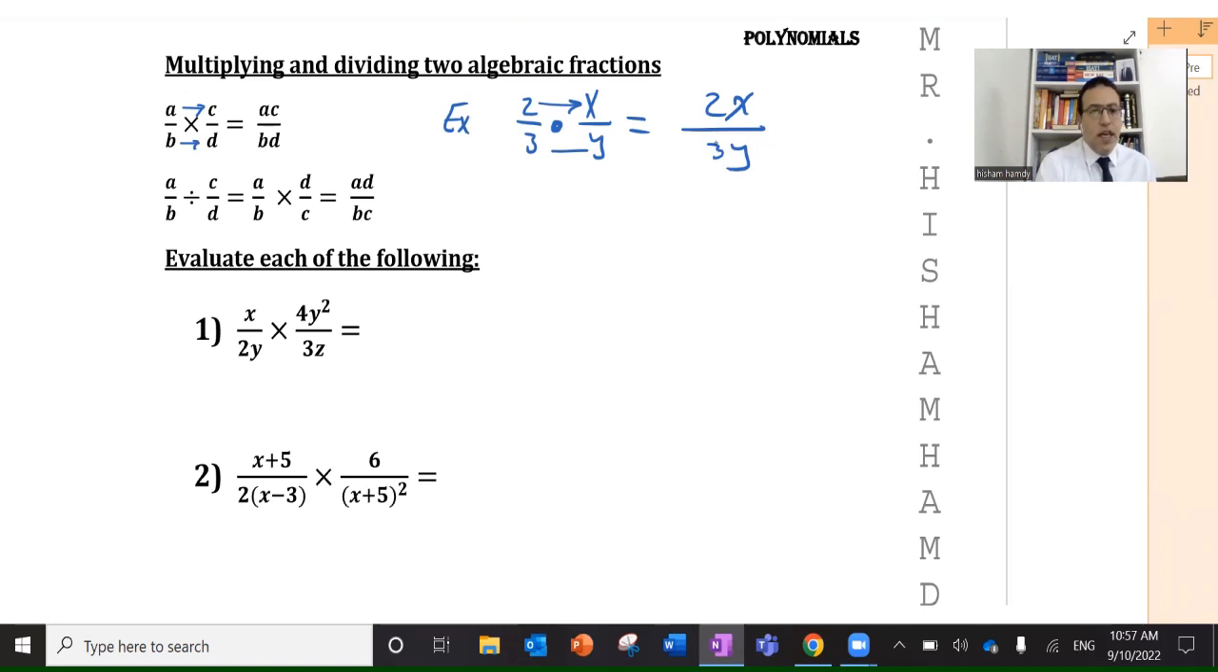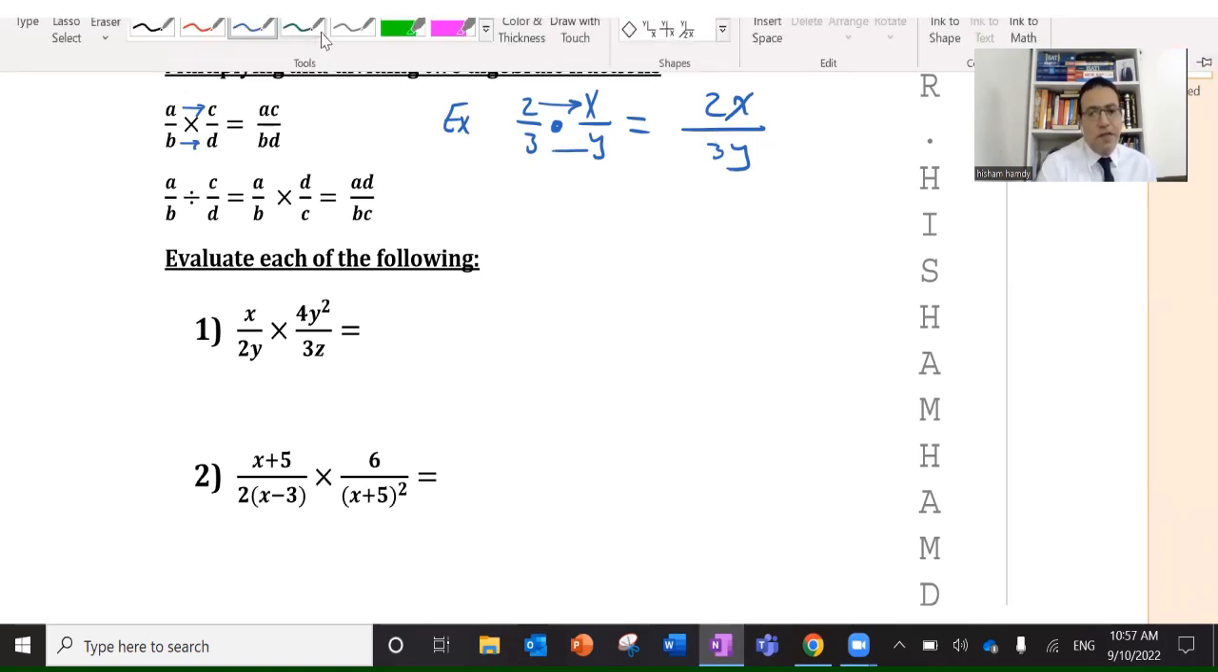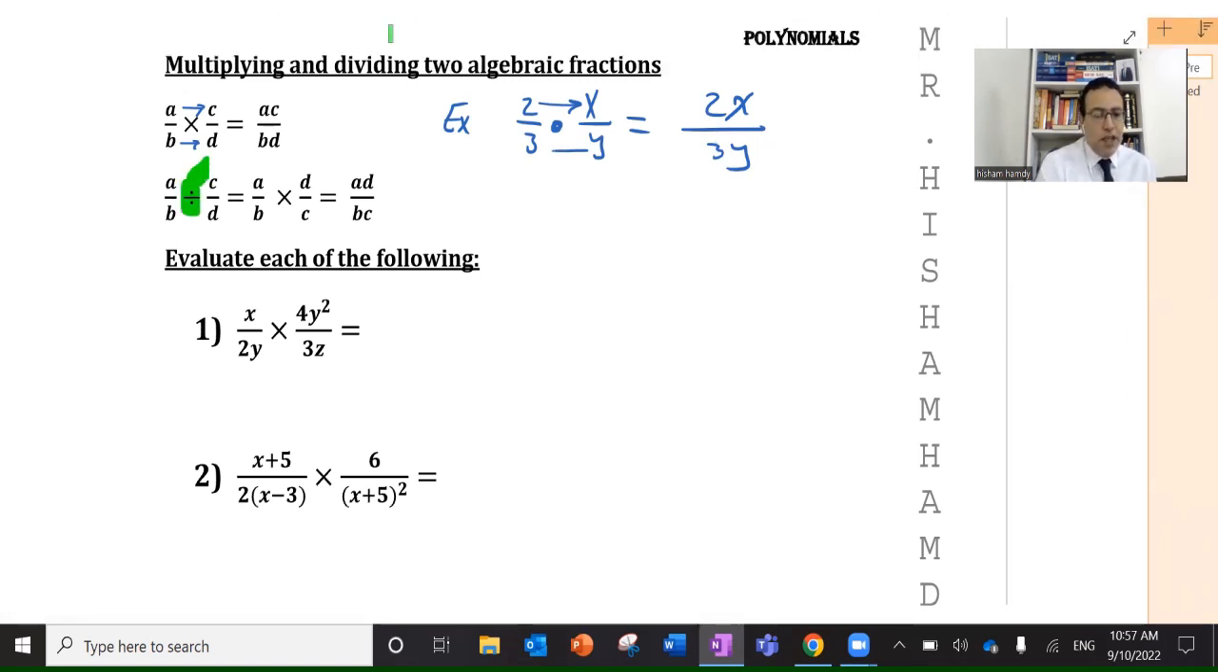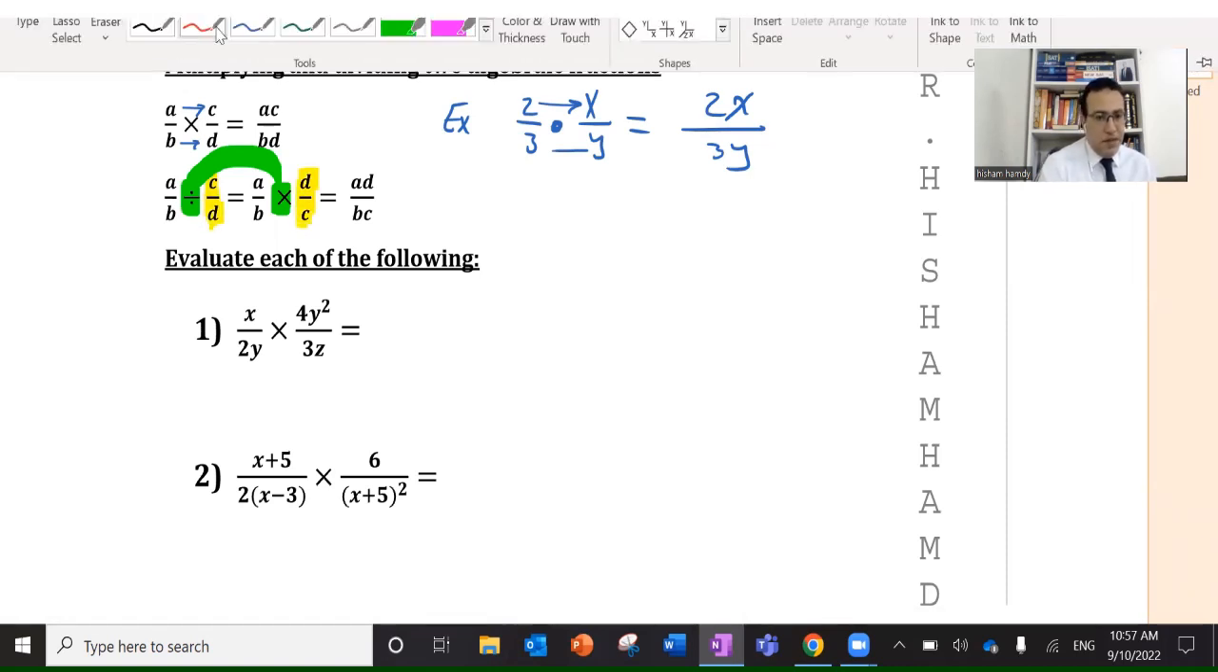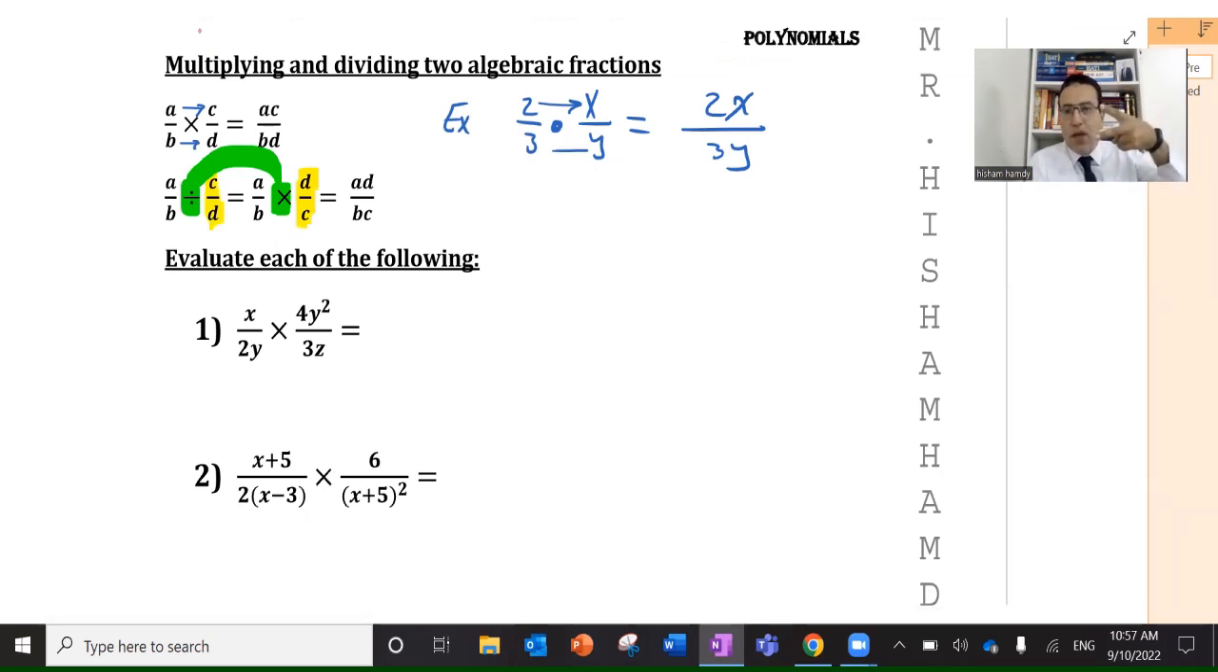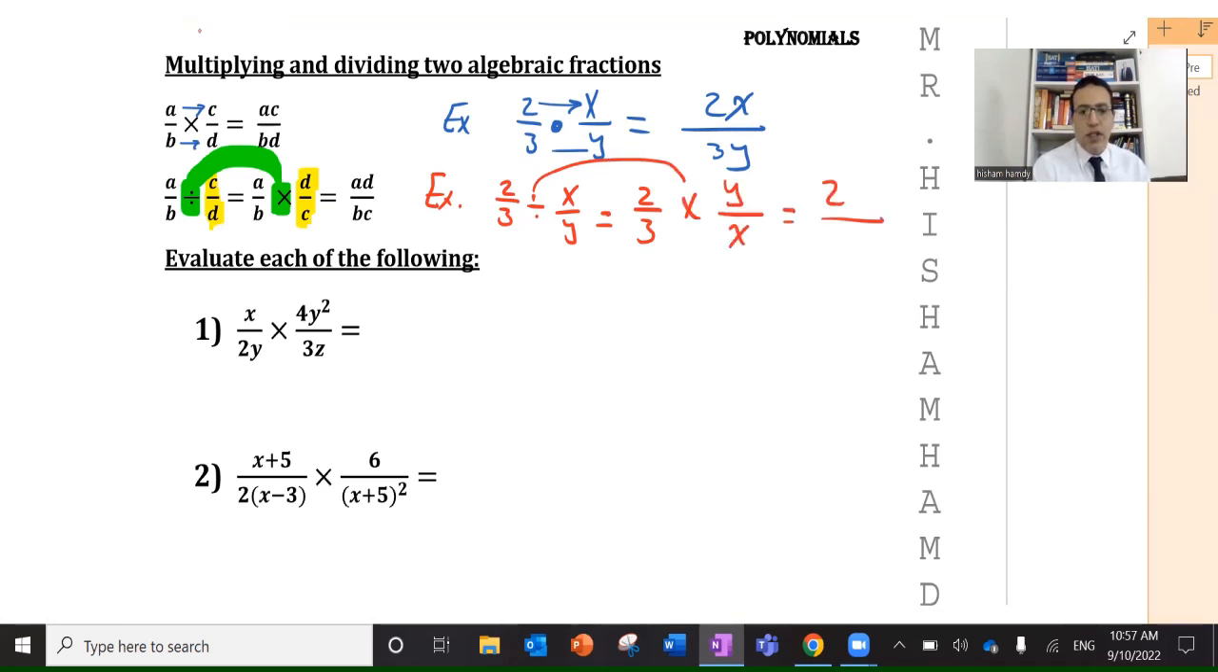The second one, if you have division, we don't have division in fractions. We change the division into multiplication, but we find the reciprocal of the second term. If it's c over d, we flip it to d over c. For example, 2 over 3 divided by x over y. So I'm going to keep the 2 over 3, change the division into multiplication, flip the fraction, so it's y over x. So it's 2y divided by 3x.